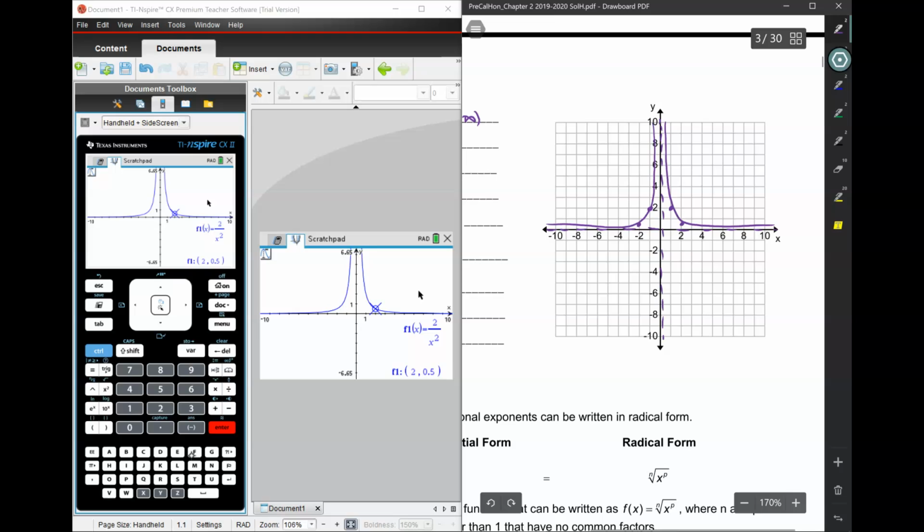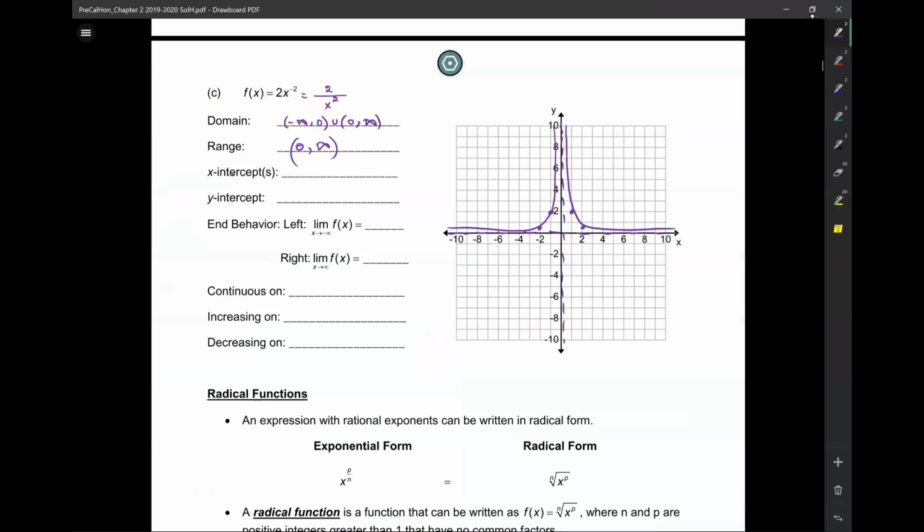Okay. So my x-intercepts then, there are none. And there are no y-intercepts either. Now, end behavior. What happens as x approaches negative infinity? What happens to f of x? 0. As x approaches negative infinity, y values flatten out and near 0. What happens as x approaches positive infinity? 0 again.